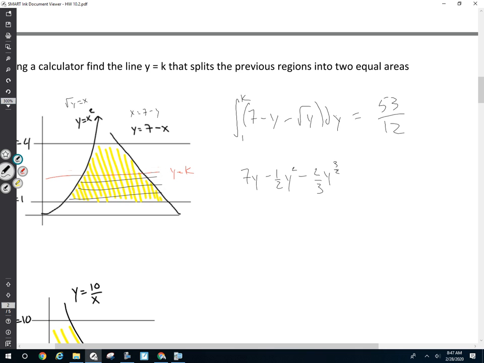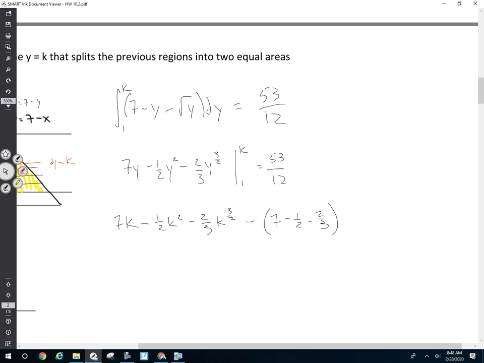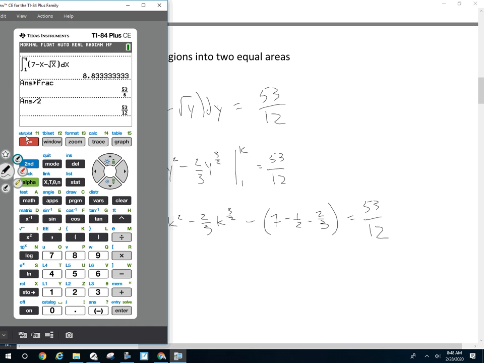Using my antiderivative rules, now I have to plug in 1 and k, and set this equal to 53 twelfths. Plugging in k is easy, it just keeps the variable. But plugging in 1 will produce some numbers: 7 minus 1/2 minus 2/3. This equals 53 twelfths. I'm not going to simplify this at all. I'm just going to type this into my calculator to solve it, no matter how complex it is.